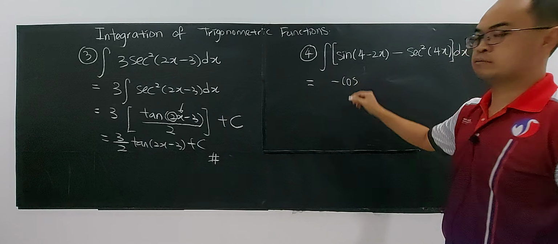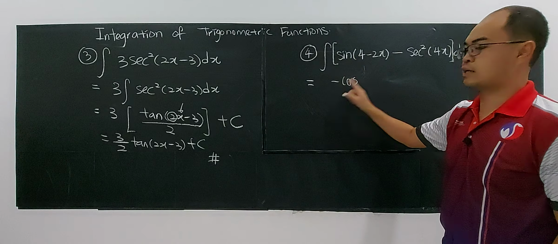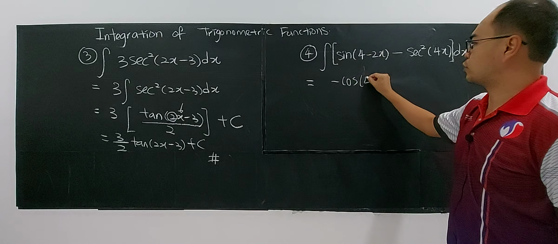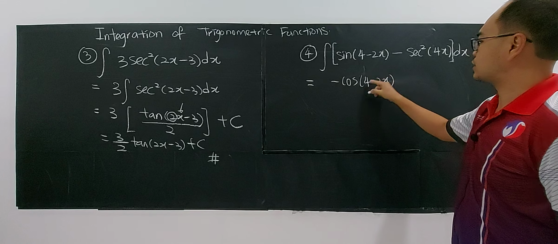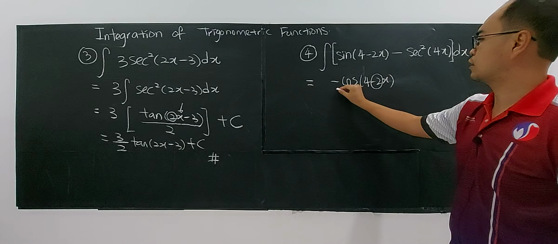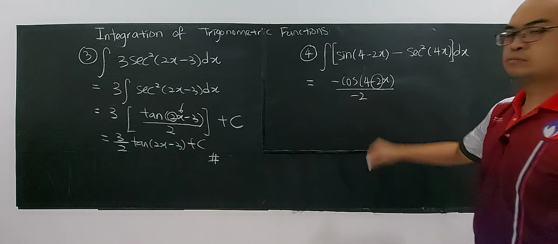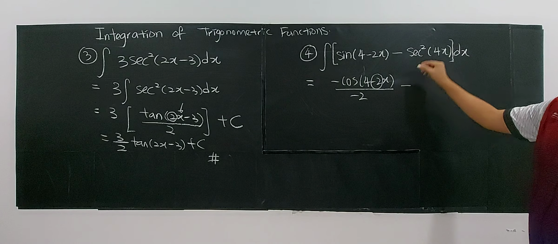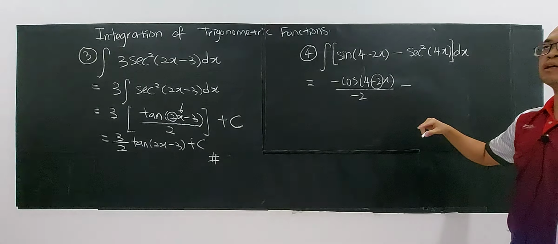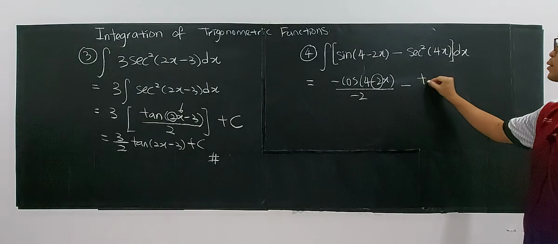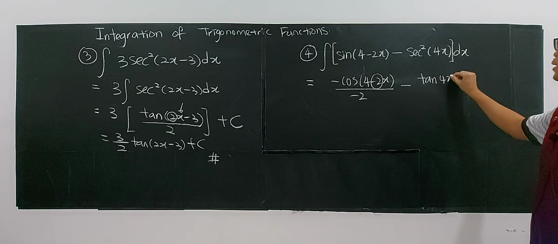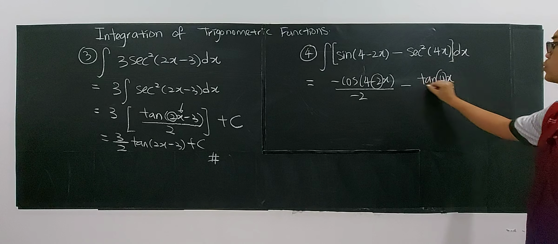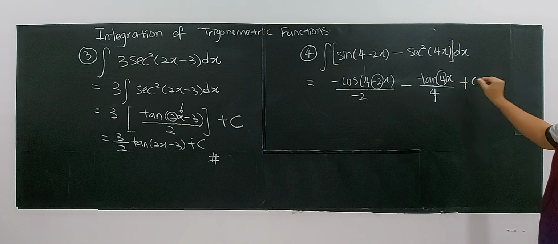That's all you need to remember, right? Integrate sine, you're getting negative cos. And you copy back what you have here, and you see there is a coefficient of x here, which is negative 2, right? So you just divide by negative 2, alright? As simple as that. So integrate secant square, you know the formula, you're getting tangent. So tangent 4x, just you must remember there is a 4 here, so you divide by 4 plus c.